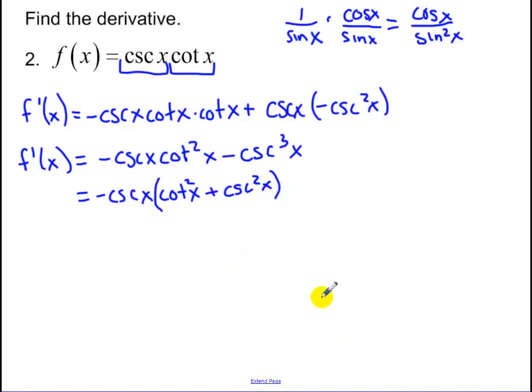Well, okay, let's remember our identities. The identity for cotangent squared and cosecant squared is 1 plus cotangent squared equals cosecant squared. So I can't change this into something here and make it simpler. So that is what our derivative is, and I can't simplify it anymore.